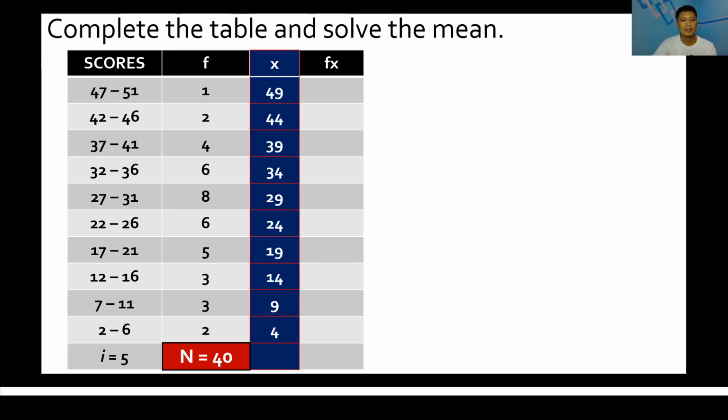Okay, next, after having these values, or the midpoint in each class interval, you are going to multiply the corresponding frequency with the value of x. So that will be 1 times 49 written here, 2 times 44, 4 times 39, and so on, up until you reach 2 times 4, to obtain the following.